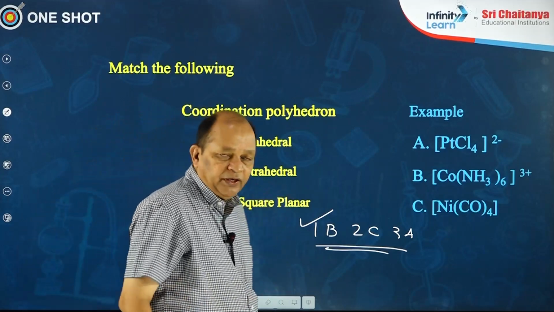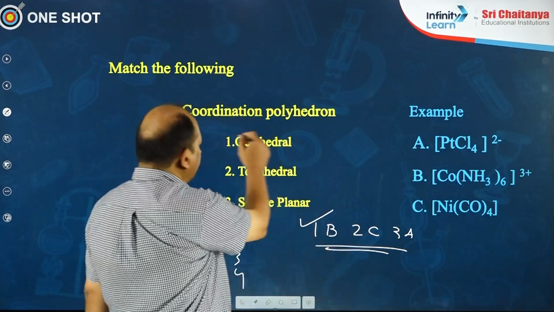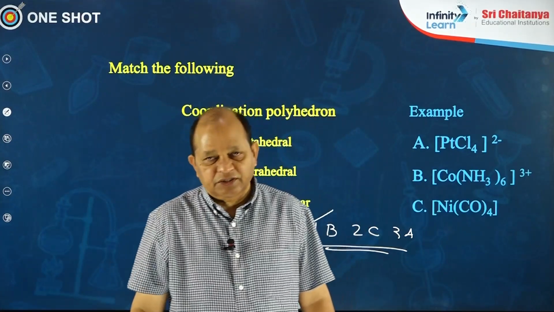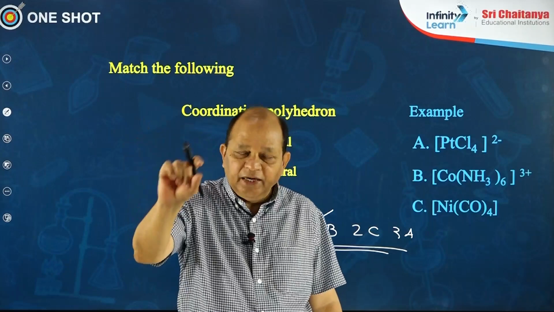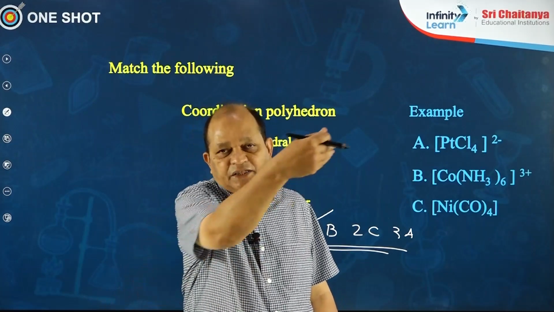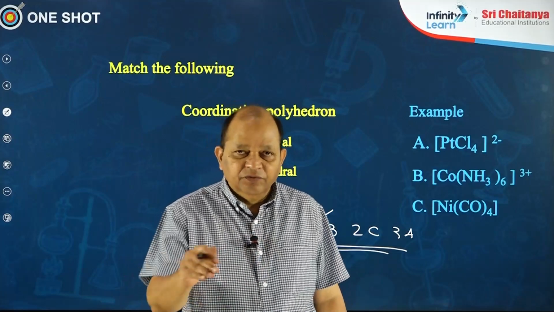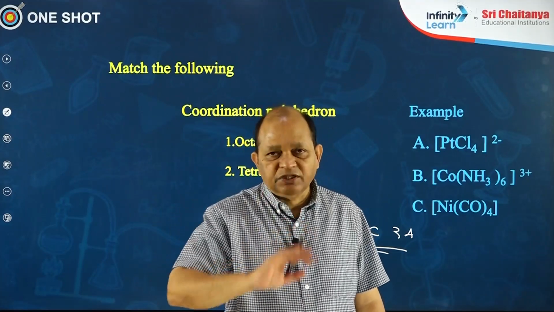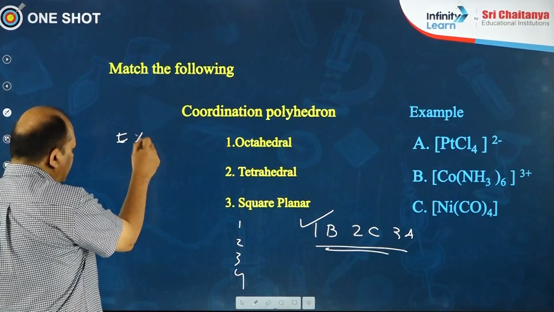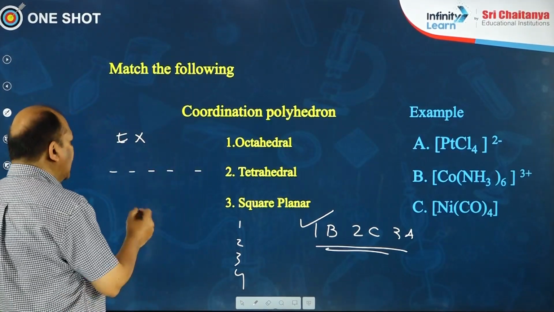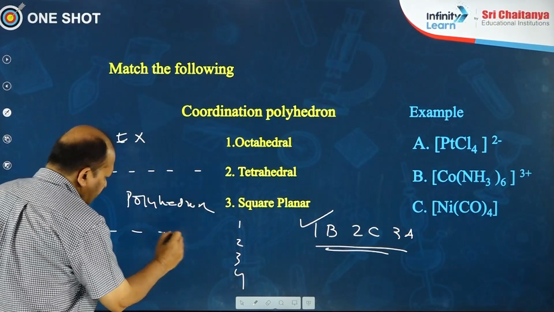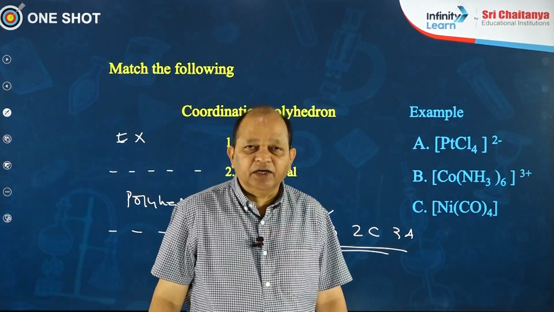Sometimes he will give match the following, or sometimes he will give directly a complex and ask you what is the corresponding polyhedron for this, or he will give a polyhedron from which you have to identify which complex is actually matching that particular polyhedron. Three types of questions he can ask: either match the following, or he will give the example and you have to find out the polyhedron, or he will give the polyhedron and you have to see which complex corresponds to that particular polyhedron.